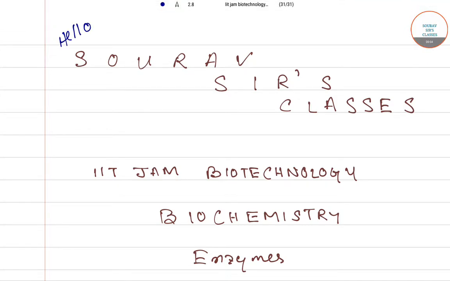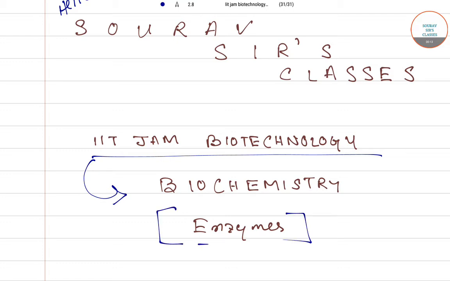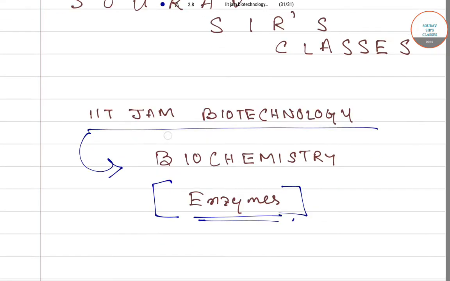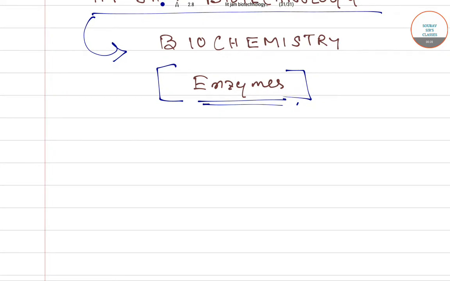So here in this lecture we will be starting with the IIT JAM Biotechnology Biochemistry part, and in this lecture we will be mainly focusing on the enzymes portions. So first let me tell you what is the function of enzyme, or how this term is defined, when we hear the term enzyme. Enzyme is a biocatalyst. The main term that we can use for enzyme is the biocatalyst.